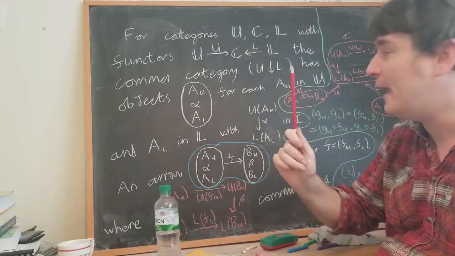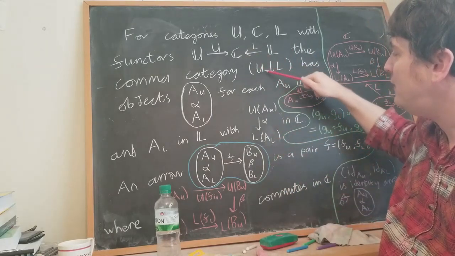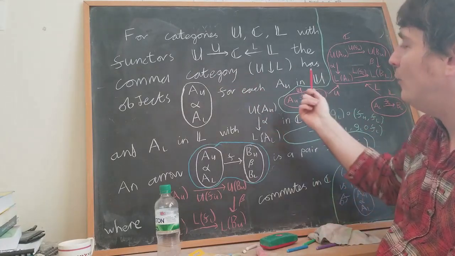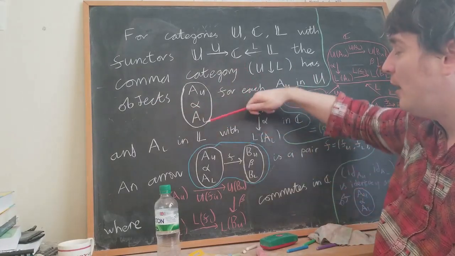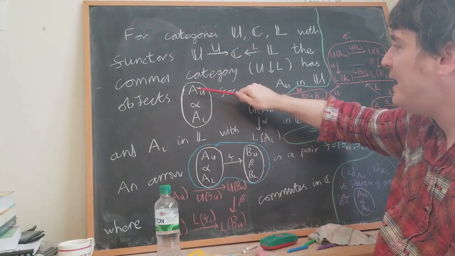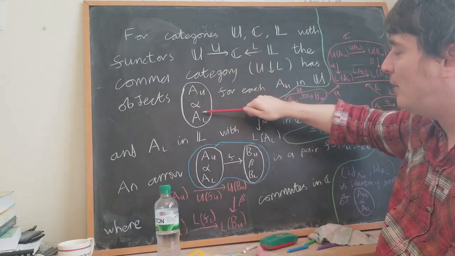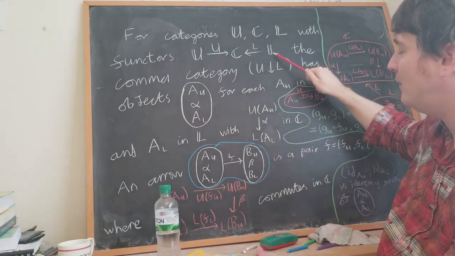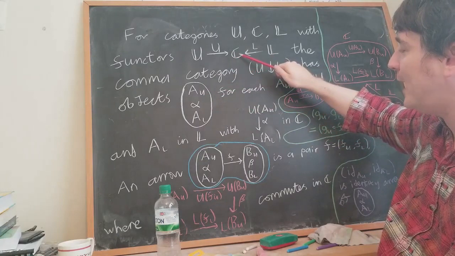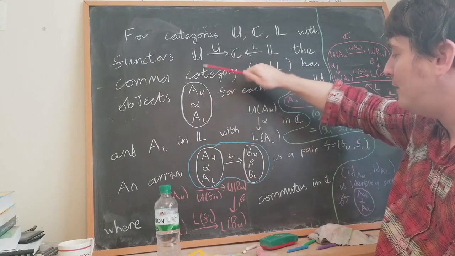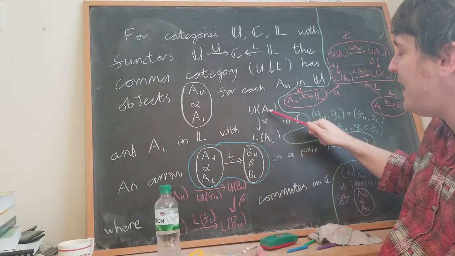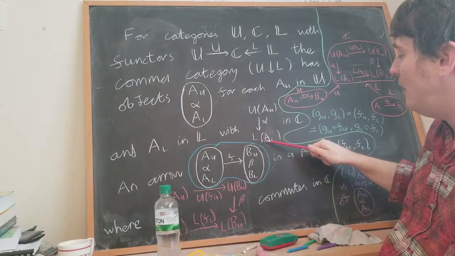So what is the comma category? It's written as the functor U with a downwards arrow and then the functor L. So what are the objects in this comma category? Well, the objects consist of triples: an object A_U from category 𝒰, an object A_L from category ℒ, and an arrow. This is going to be an arrow from category C. And what about this arrow? Well, it just has to be an arrow which goes from U of A_U to L of A_L.